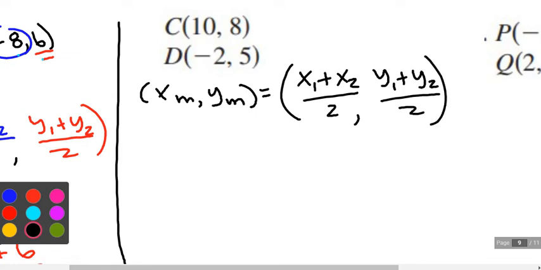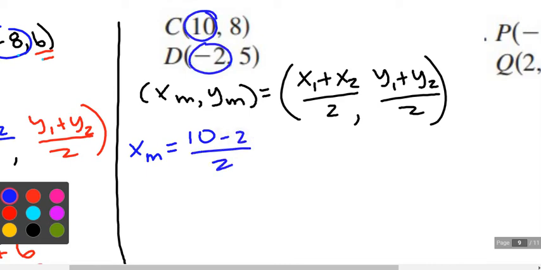All right, so for the x value of the midpoint, x1 plus x2 is going to be 10 minus 2 over 2. I'm getting those right here. 10 minus 2 is 8. Divide that by 2, and we get 4. So the x value of the midpoint is equal to 4.